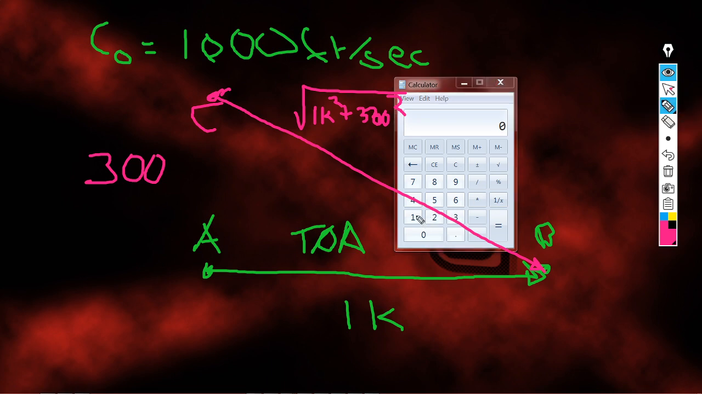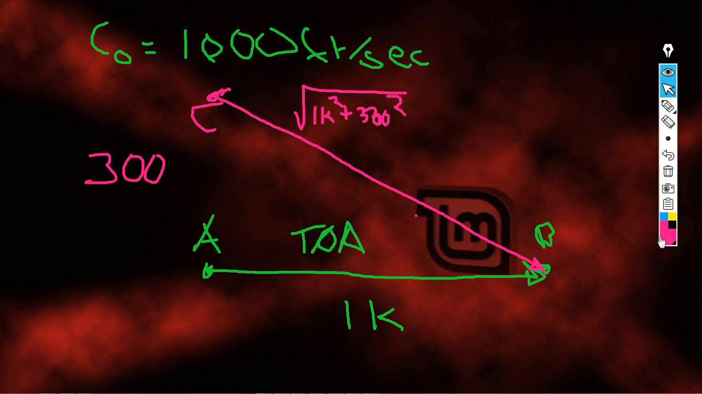If I pop up my trusty dusty calculator, 1,000 times 1,000 equals 1,000,000, and then 300 times 300 equals, it's too late at night for me to do this in my head, 90,000. Then we add the million to it, and then we do the square root, and we have 1,044 feet. Alright, so not a big difference, but 1,044 feet.